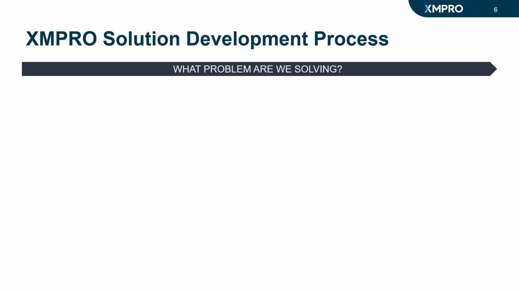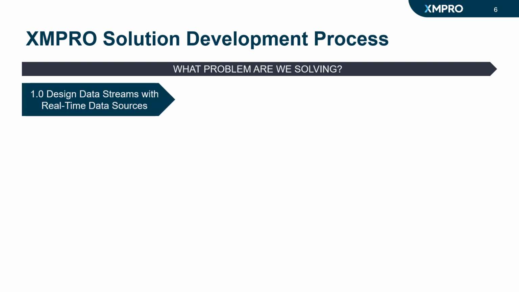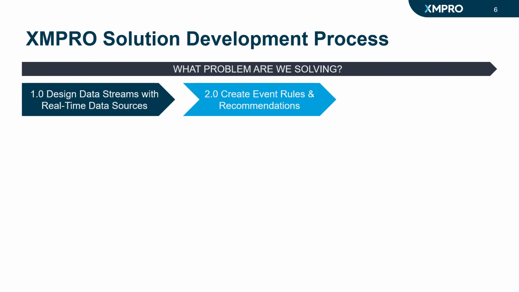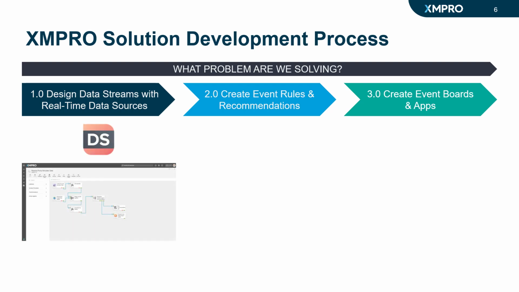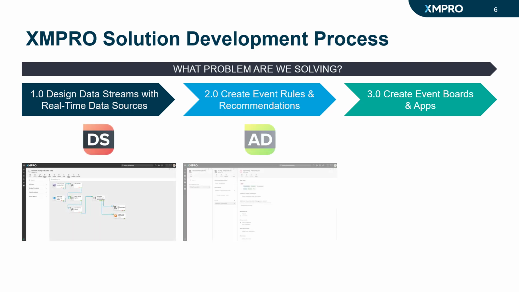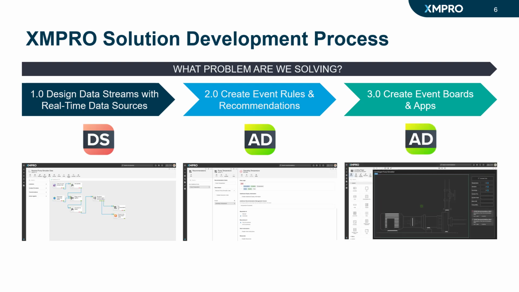If I come back to where we started, what problem are we solving? That is the thought process behind every single step 1, 2, and 3 as we're going through it. So step 1, designing data streams using real-time data sources. Step 2, we're creating event rules and recommendations. And then step 3 is where we touch event boards and ultimately the applications. Step 1 is done in the data stream designer. Step 2 is done in the application designer, and the same with step 3 right at the end to create your event boards.